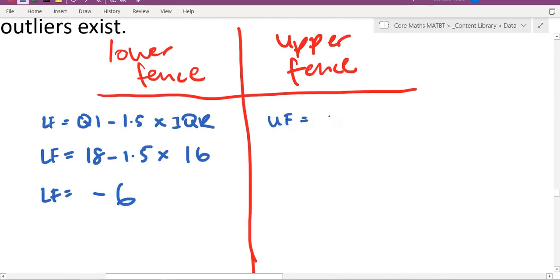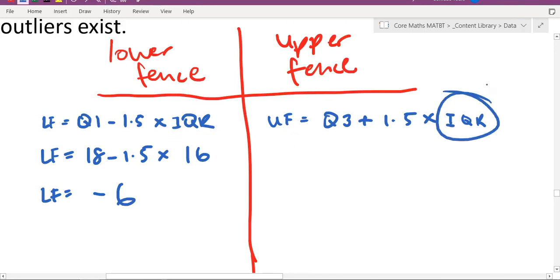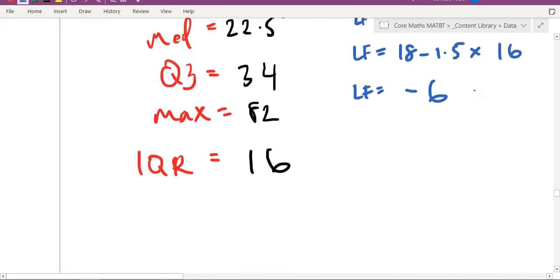So the upper fence formula is going to be Q3 plus 1.5 times IQR. Just notice the difference between lower fence and upper fence. The formulas are slightly different, but they both use the interquartile range. That's why I get you to actually write it down here as well.